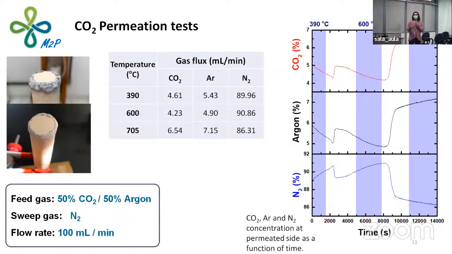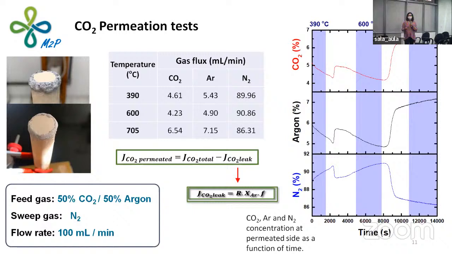So we got those numbers for each temperature that we measured. This first one is important because we need the proportion, and we use the ratio between CO2 and argon to calculate how much CO2 was leaking. This ratio is multiplied by the content of argon and by the flow rate. And we get the total CO2 measured minus this CO2 leakage, and we get the CO2 permeation. Those values are shown in this figure.